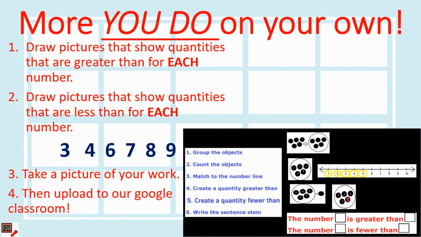Alright class, and some more independent work on your own to do with someone at home. I want you to do the same thing we just did, showing those quantities that are greater than and fewer than. I want you to, number 1, draw pictures that show quantities that are greater for each of the numbers in blue. Number 2, draw pictures that show quantities that are less for each of the numbers in blue, and then take a picture and upload. So number 3, 4, 6, 7, 8, and 9, you're going to show quantities that are greater than and quantities that are less than. Take a picture and upload it to our classroom.